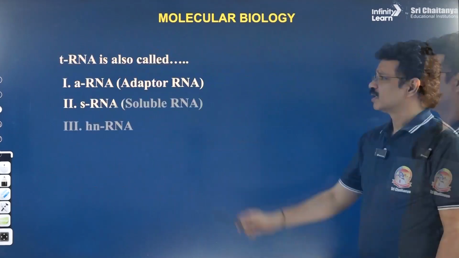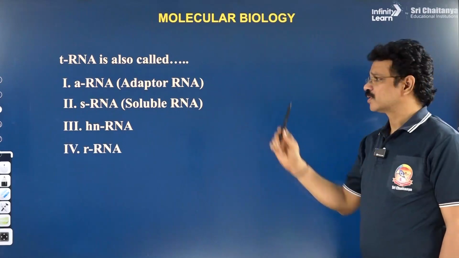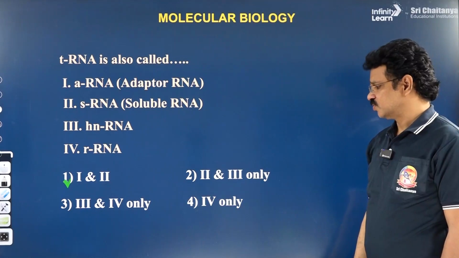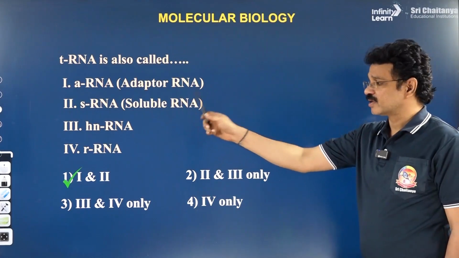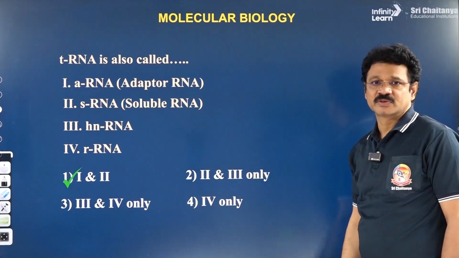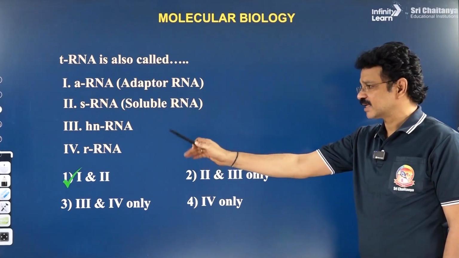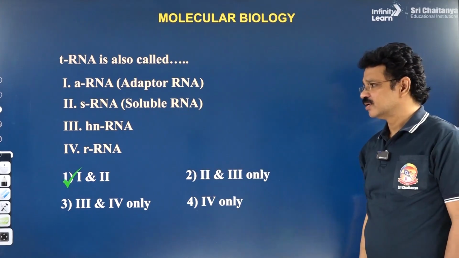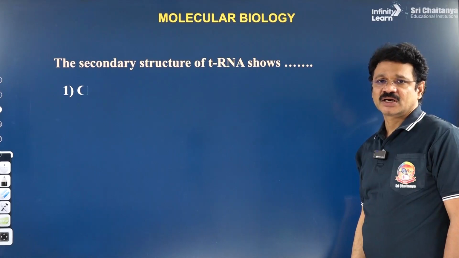One more question. tRNA is also called adapter molecule, soluble RNA. Then the answer is 1 and 2 only. hnRNA is the primary transcript. rRNA is the nucleic acid found in ribosomes, ribosomal RNA. It is very essential for the construction of ribosomes. Hence another name of rRNA is sRNA, structural RNA.